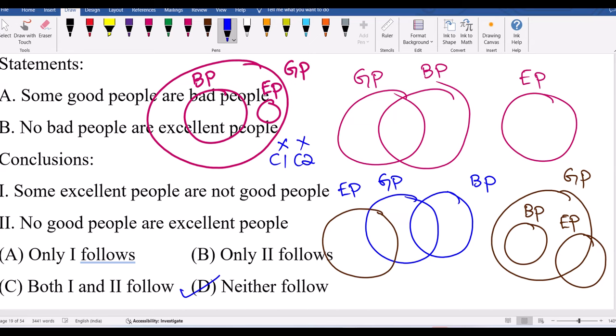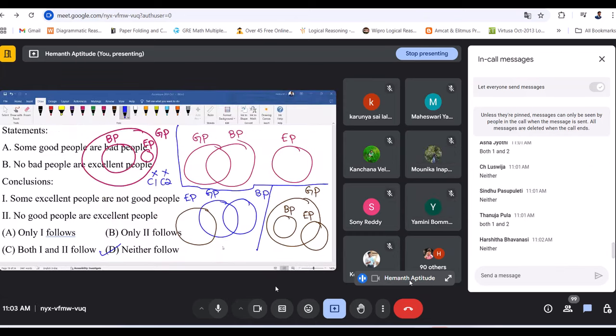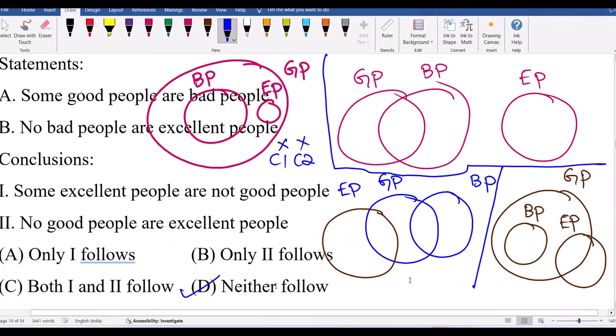I've given you four different diagrams here. This is one diagram altogether, and you can see this is one diagram. We have four different diagrams. Neither follows is your answer. It's not both. That's the problem. You may draw only one diagram.